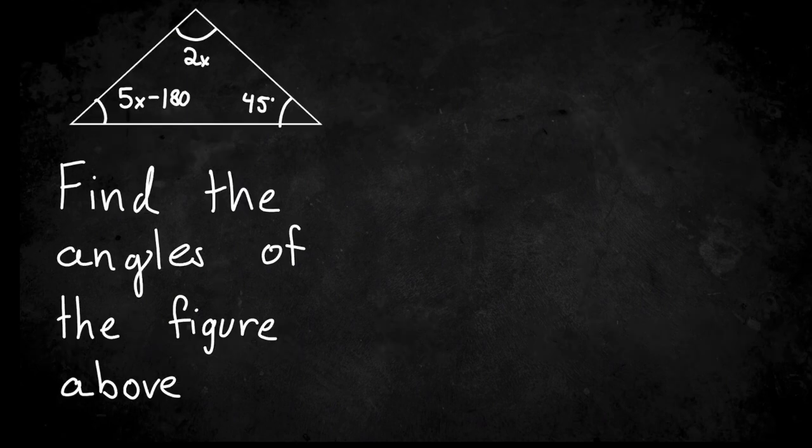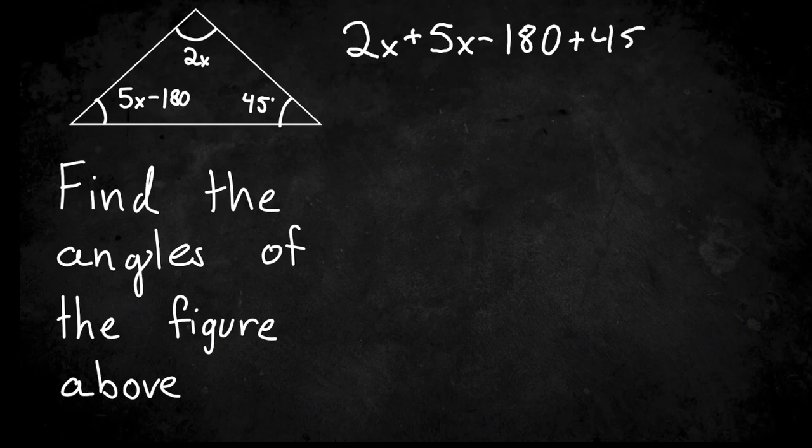So we need to find the angles of the figure above. The figure is a triangle, right? So what we are going to do is use a linear equation. We know all the angles added together equal 180 degrees for a triangle. So we know that 2x plus 5x minus 180 plus 45 equals 180.